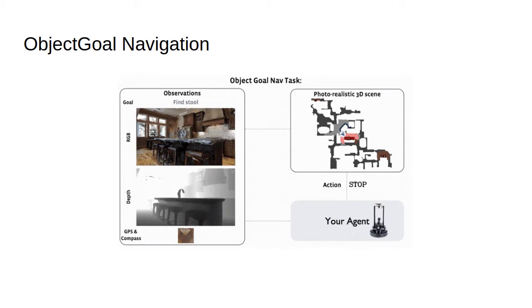Object-goal navigation tasks the agent with searching for and stopping at an instance of a goal category, such as a stool, in an unseen environment. The agent is provided RGBD and GPS and compass sensors for localization.